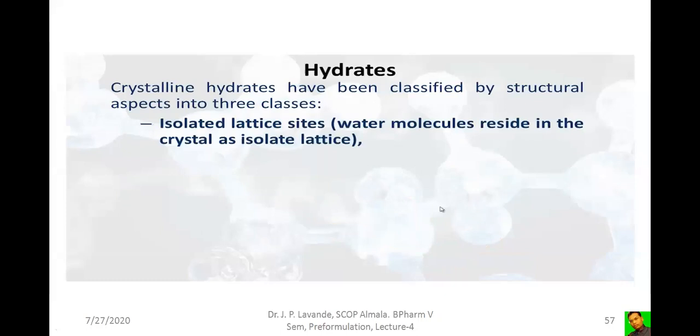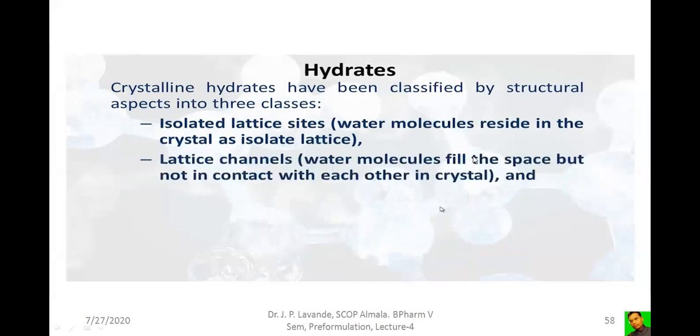What are these? The very first is said to be the isolated lattice site. The water molecule resides in the crystal as an isolated lattice. The lattice channel, that is the second class. The water molecule fills the space but is not in contact with each other in the crystal. So this is the basic difference between the isolated lattice site and the lattice channels.